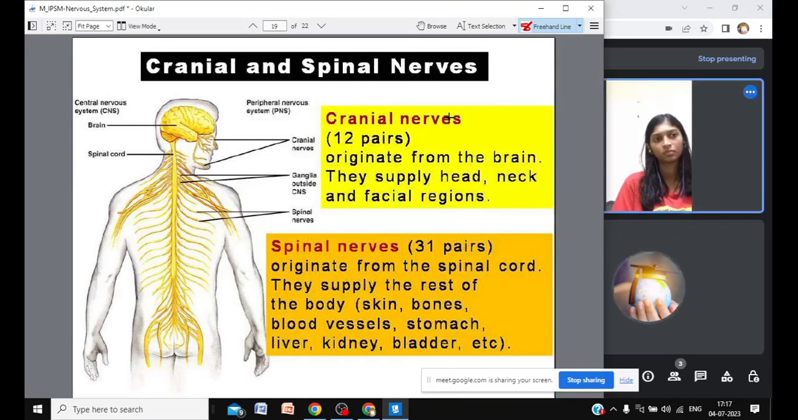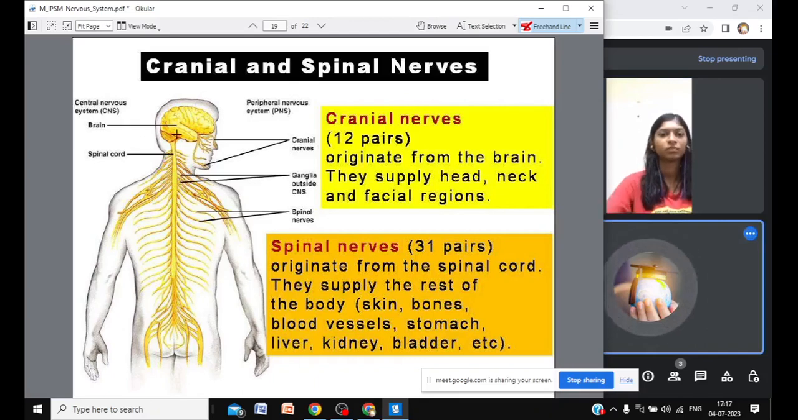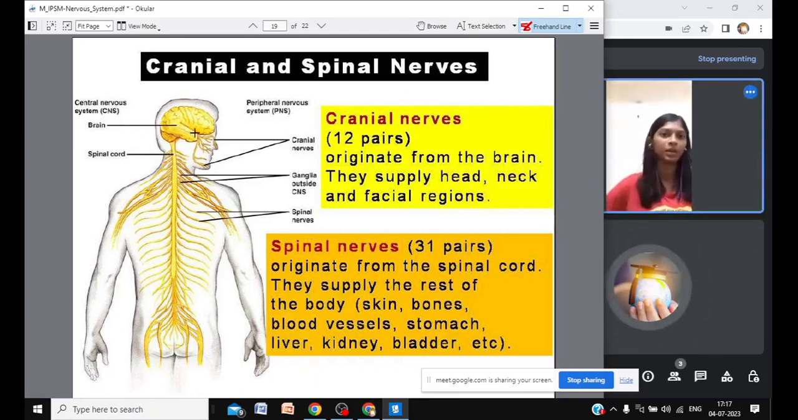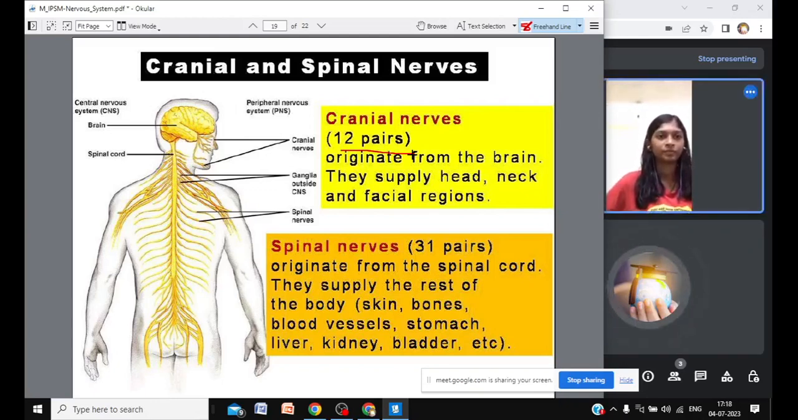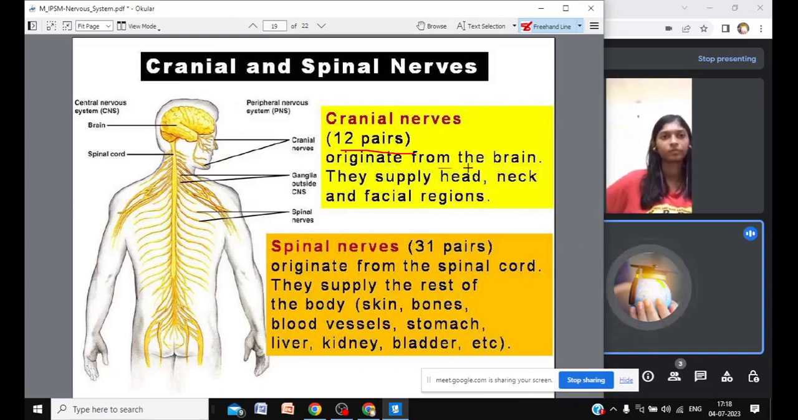Now cranial and spinal nerves. Cranial nerves means those coming out from the brain. 12 pairs. Why pairs? Because there is the left side and the right side. Always it will be on the two sides. One coming from the left side, then exactly in the corresponding position, one on the right side. Always a pair. So 12 pairs originate from the brain. They supply the head, neck and face.